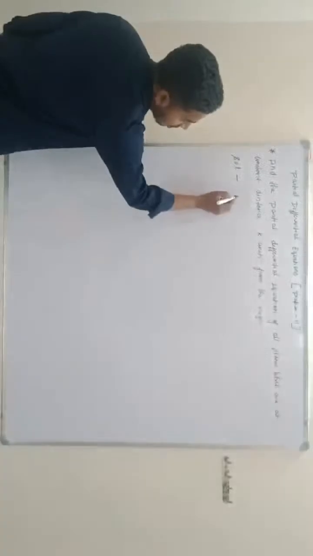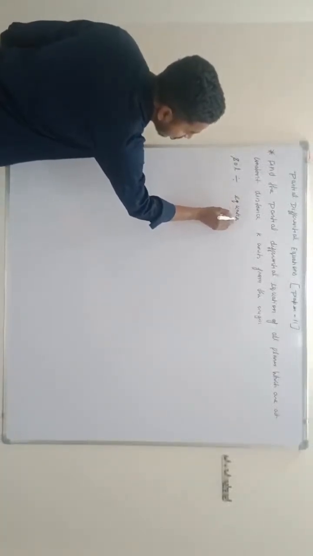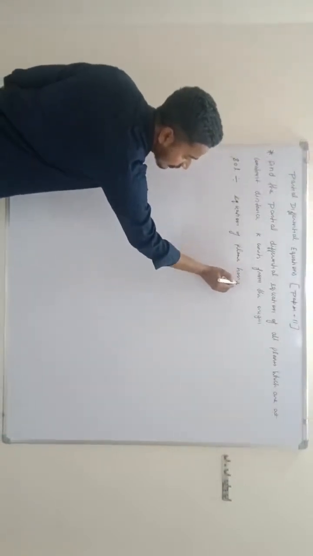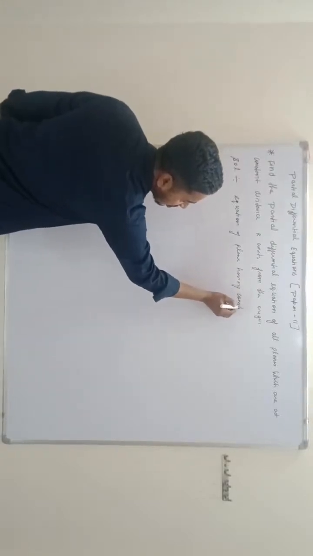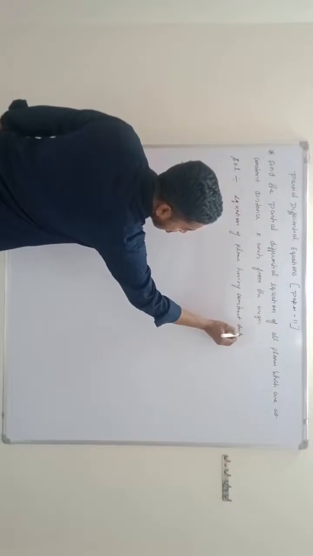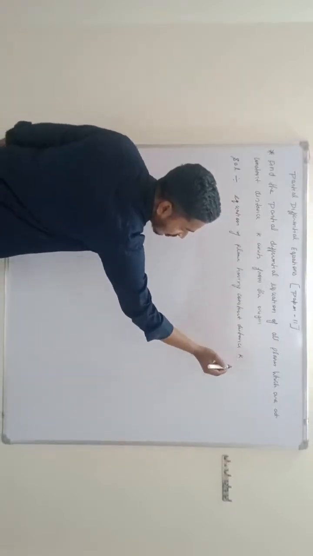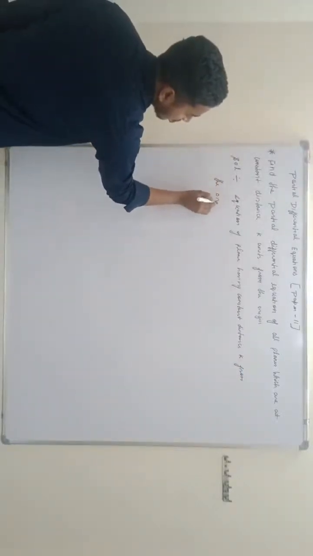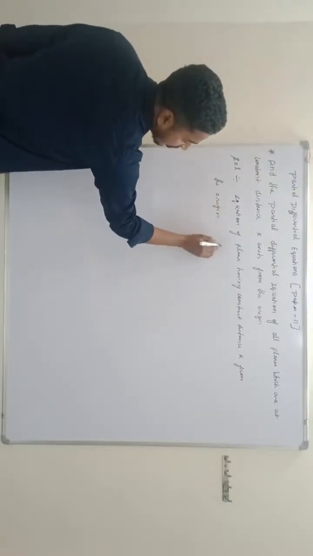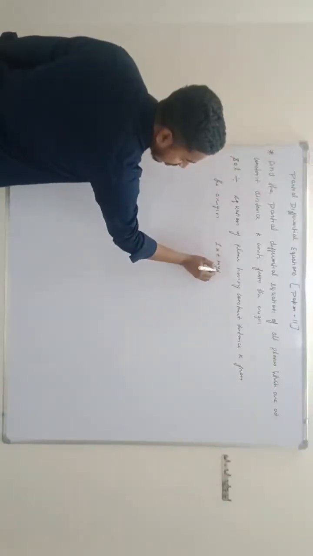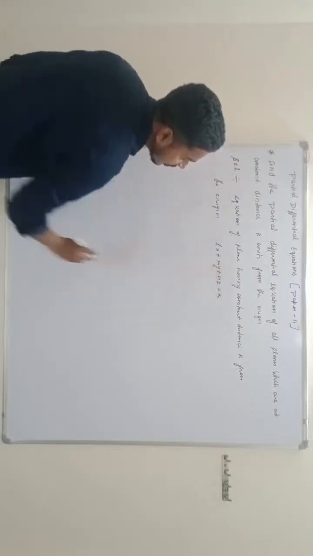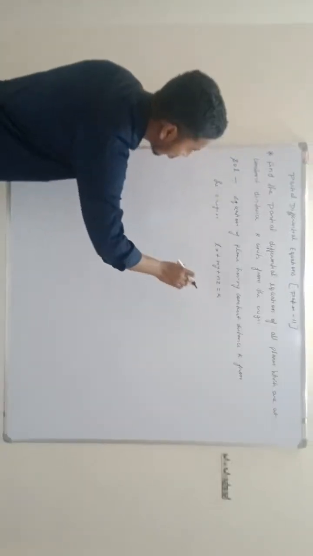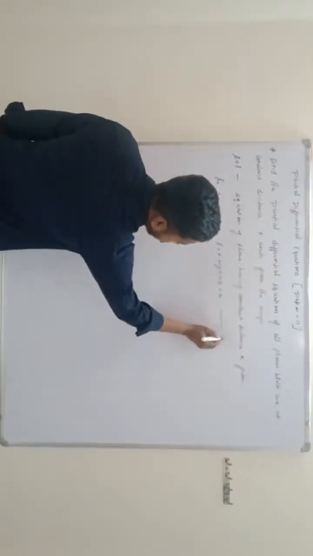First we have to know the equation of a plane having constant distance k from the origin. This is given by Lx + My + Nz = k. This is the equation of a plane having constant distance k from the origin. Let this be equation 1.